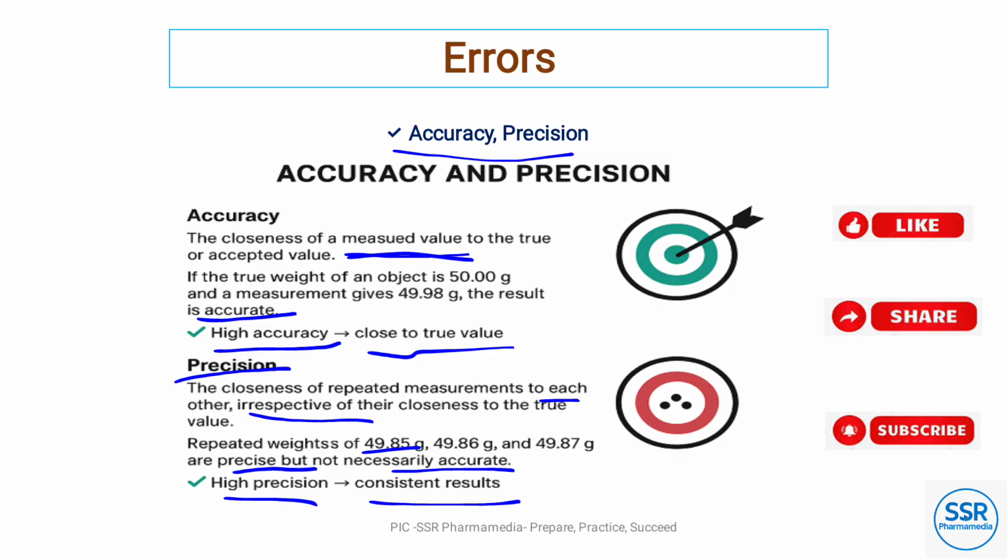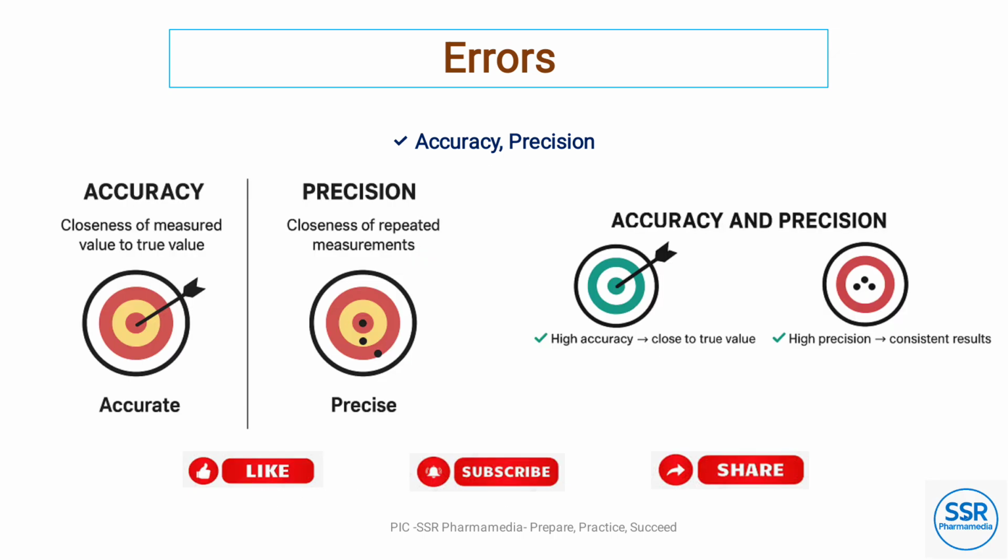So precision means repeated values, that means reproducibility. Accuracy means closeness to the true value. Now we have seen this, and here is a diagrammatic representation, so you can read it from this slide. Accuracy means closeness of the measured value, a single value. Precision means closeness of repeated measurements. So that is the difference between accuracy and precision.